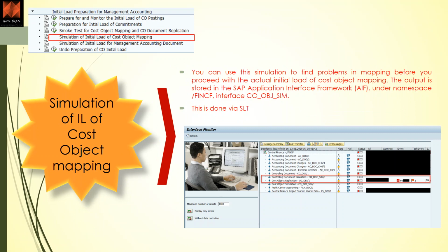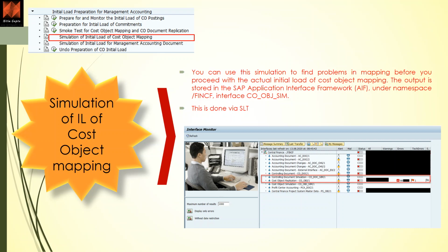Next, two nodes are not actually execution activity, rather just an informational thing. So in initial load of cost object mapping and initial load of management accounting documents, once you are done with smoke test and you are comfortable, you do all the exercise of loading the data, and this initial load is being executed from SLT. You cannot execute this load from CFIN IMG. You have to execute the load from SLT.